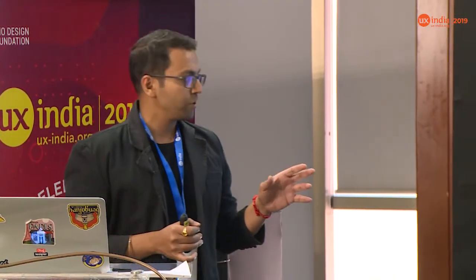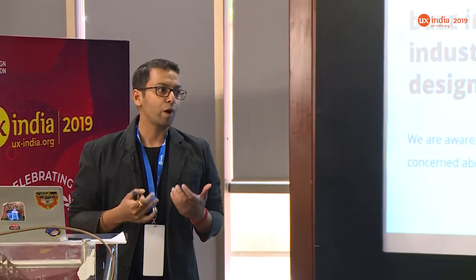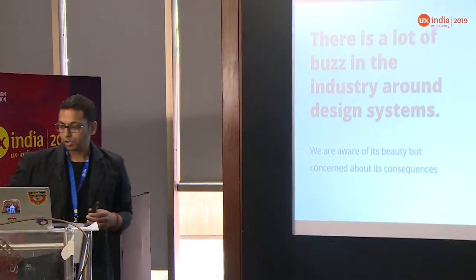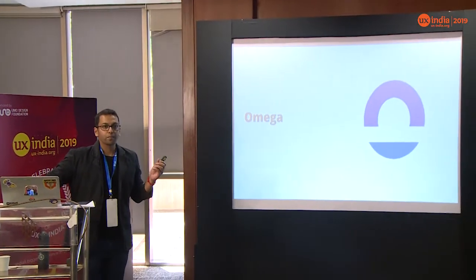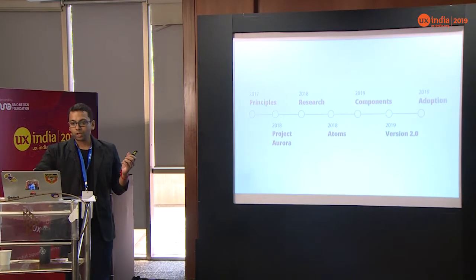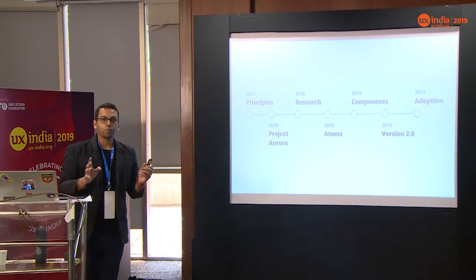There's a lot of buzz in the industry around design systems. We are aware of its beauty, but we are concerned about the consequences. In Practo, the design system was required to be built because we wanted efficiency in the system and we wanted design consistency. This is something which is very common. Everybody knows why we want to build a design system, right? So we built our design system, which was called Omega. Okay. But it was not a one-shot process.